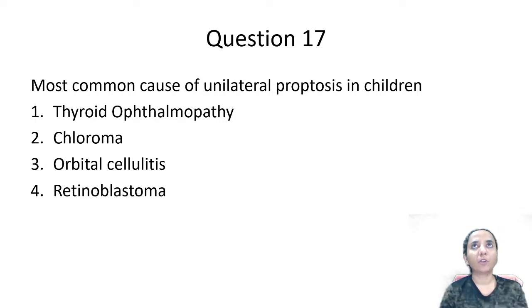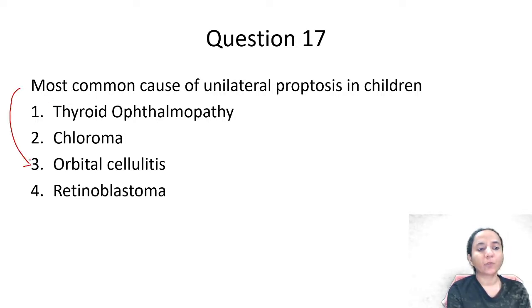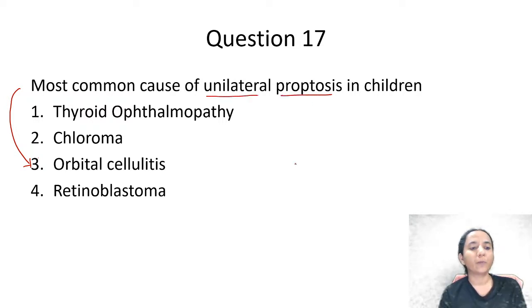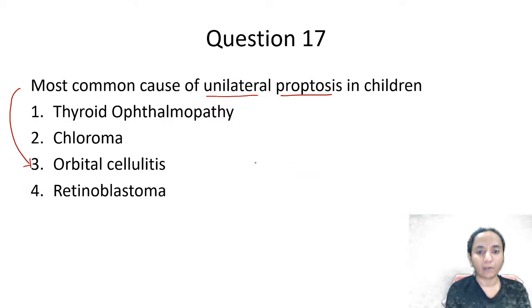What is the most common cause of unilateral proptosis in children? Correct. It is orbital cellulitis. Most common cause of proptosis in children is orbital cellulitis.